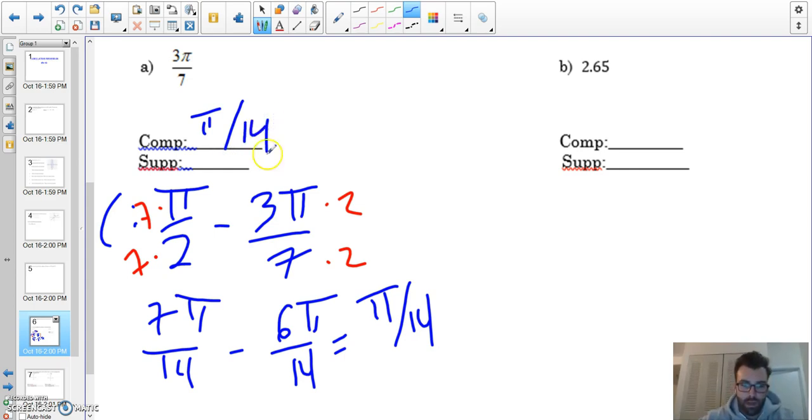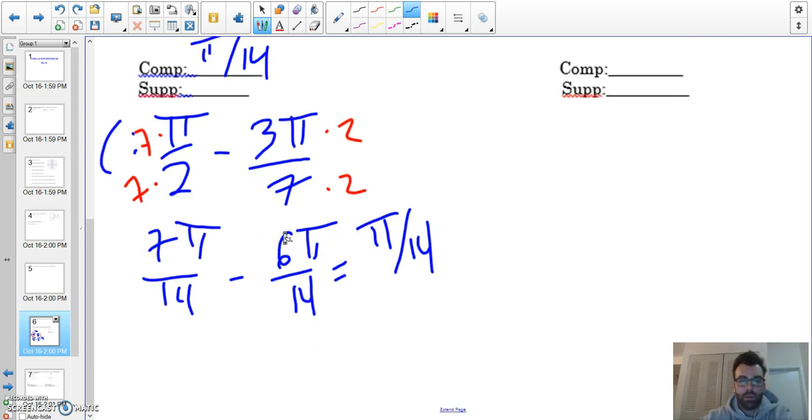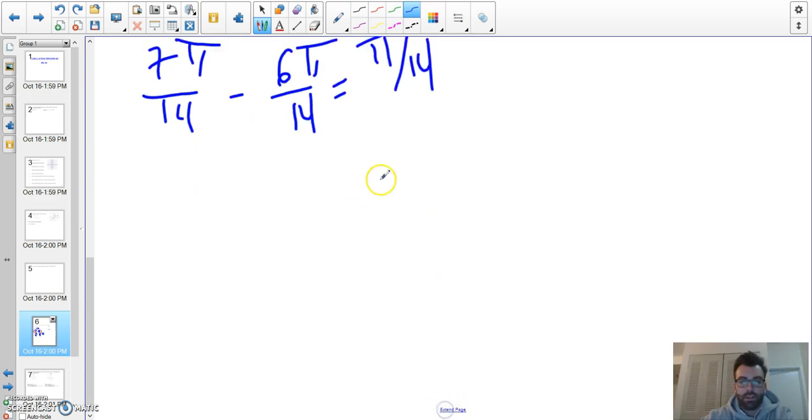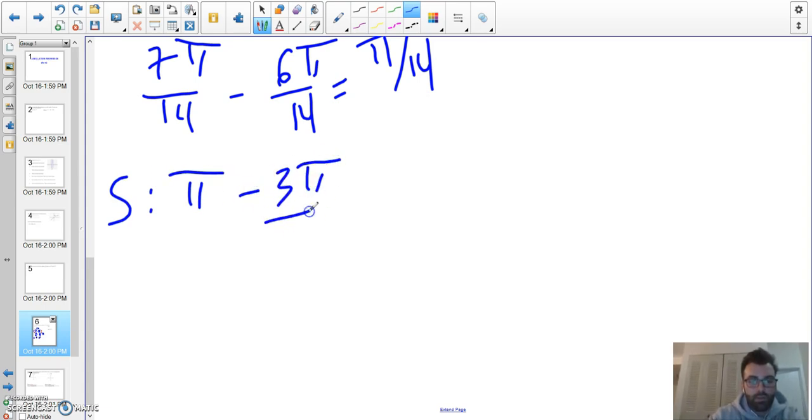The biggest thing is, remember, to subtract fractions, pi over 2 minus 3 pi over 7, we need a common denominator. Next, I'm going to find the supplement. So I'm going to take pi minus 3 pi over 7. Again, not a common denominator here. It's like 1 pi.